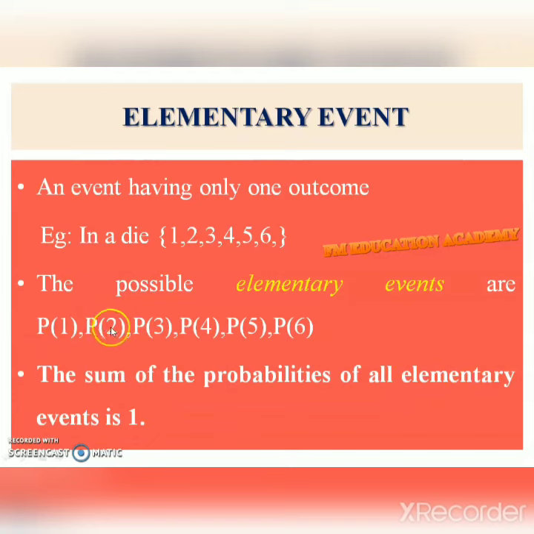When we add all the probabilities of the elementary events, that answer will be equal to 1. That is, if I add P of 1 plus P of 2 plus P of 3 plus P of 4 plus P of 5 plus P of 6, I should get the answer as 1. Why? Because the probability of any event cannot be greater than 1. Single events are called elementary events, 1 or 2 or 3 or 4 or 5 or 6. Then we should get the answer as 1 when I add all the single events.